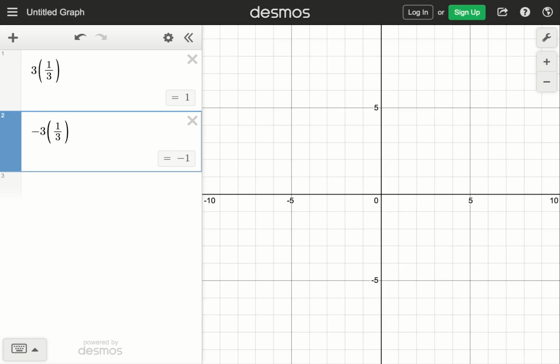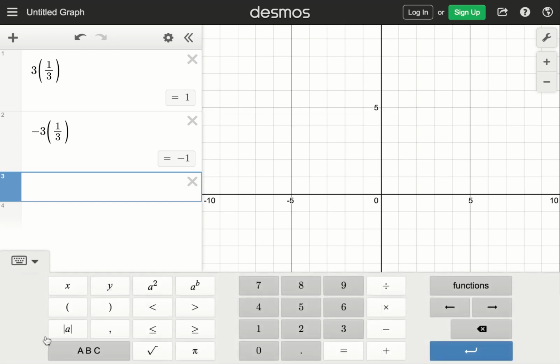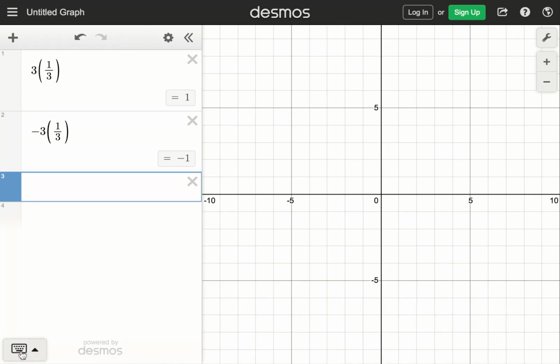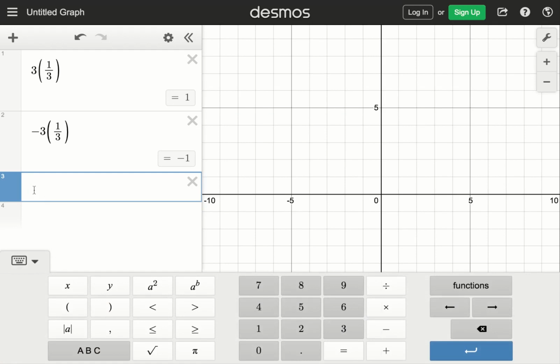All right, so just to show you pretty quickly how to use Desmos's graphing calculator, here you can just type in 3 times the 1/3, and you see that you're going to get 1. The same thing here, negative 3 times 1/3, you're going to get negative 1. So let me just demo how to type this in. Here I have my keyboard, or you can just use your computer keyboard. You don't necessarily have to open this.